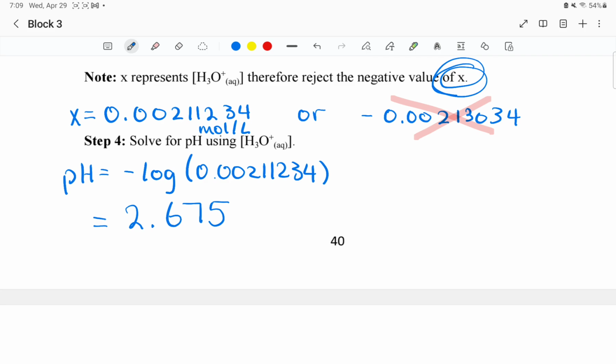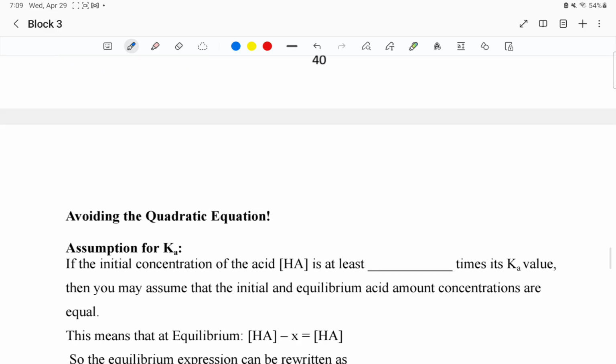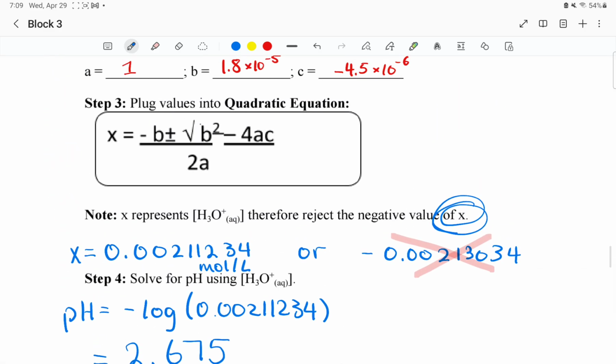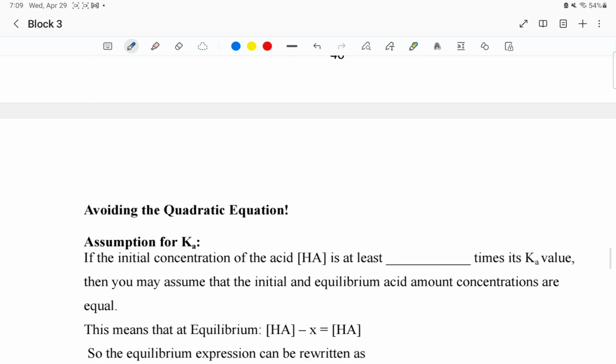All right, next example. Now, obviously, graphing it is pretty easy, but using the quadratic equation is pretty hectic, especially when your numbers are super, super tiny. So we have a little trick where we can kind of ignore it.